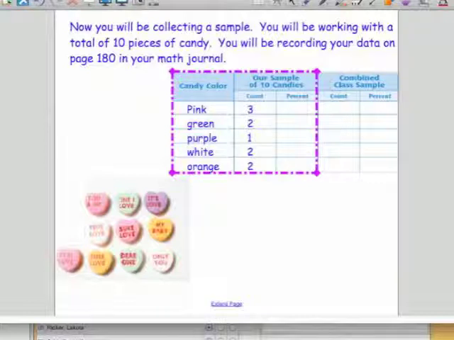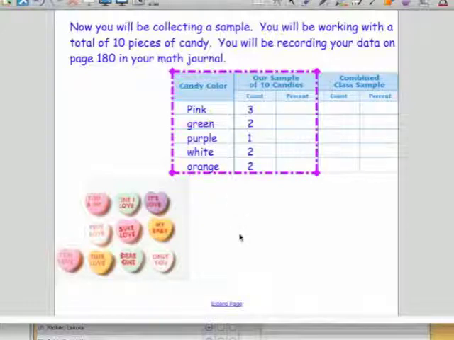Okay, the first thing you're going to do here is fill out this chart with your candy colors, and then count up how many of each color. So if these are my 10 candies down below, I have 3 pinks, 2 greens, 1 purple, 2 whites, and 2 orange. The next thing I need to do is find the percent of these candies that are each color. So what percent of my 10 candies are pink, green, purple, white, and orange?